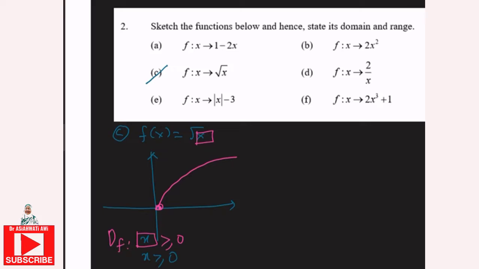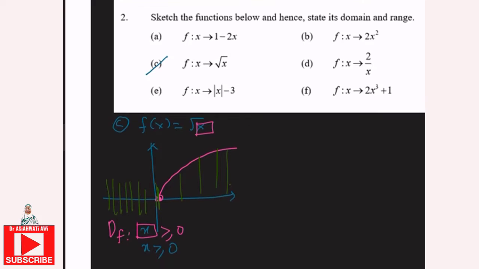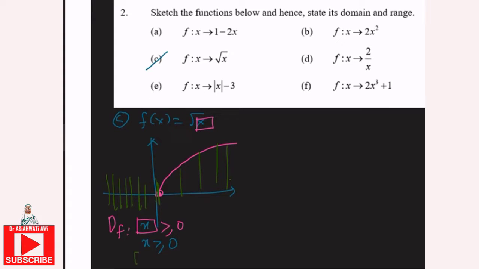Using the graph, it shows that there is no graph from negative infinity until x is equal to 0. So the domain is from 0 to infinity. This is the domain of f.